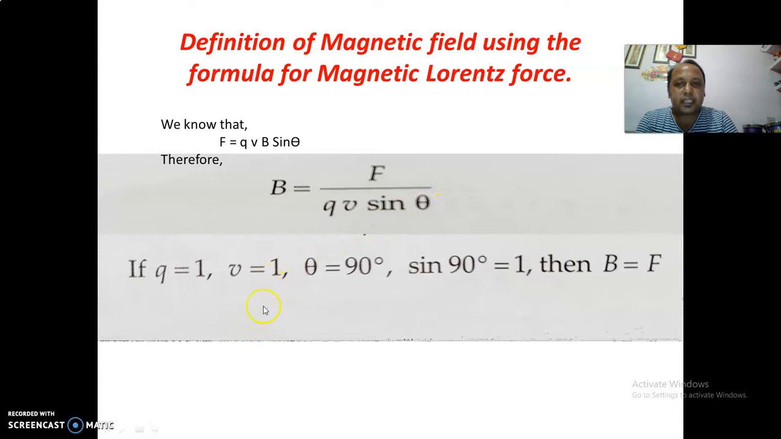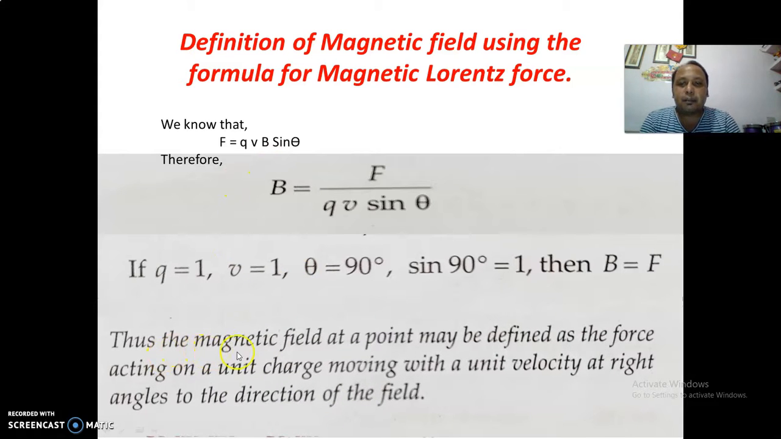So on the basis of that, let us define the magnetic field. The magnetic field at a point may be defined as the force acting on a unit charge, we are taking the charge to be unity, moving with unit velocity at right angles to the direction of the field, that is theta is 90 degrees. If this is so, then the value of magnetic field will be numerically equal to the force. So I hope that on the basis of the magnetic Lorentz force, we can easily define the magnetic field strength.